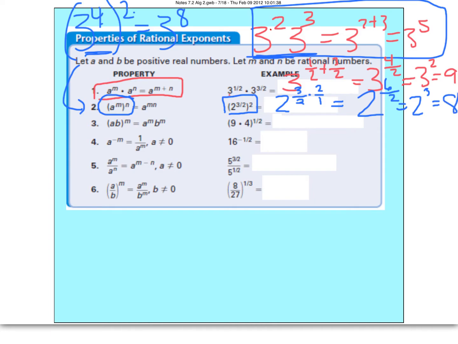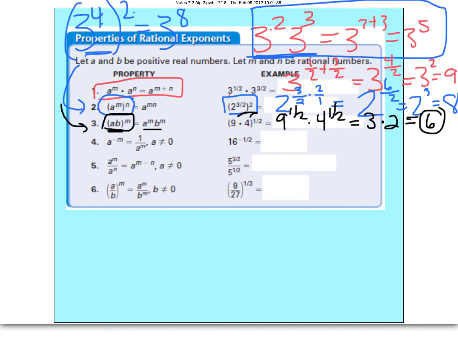The next property, this third one here, we've kind of already looked at a little bit. If you have an exponent on the outside and a couple things on the inside, you can just distribute that exponent to everything on the inside. So for this, 9 times 4 all to the 1/2 power, I would just give that 1/2 power to both pieces. So 9 to the 1/2 and 4 to the 1/2. Remember, the 1/2 power just means the square root. The square root of 9 is 3. The square root of 4 is 2. So together this simplifies down to 6.